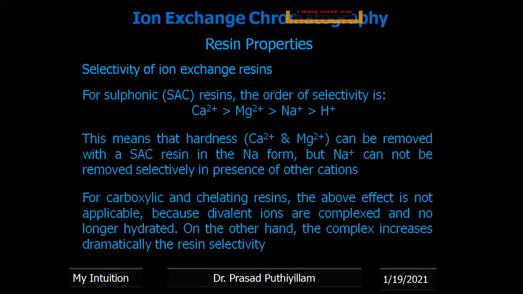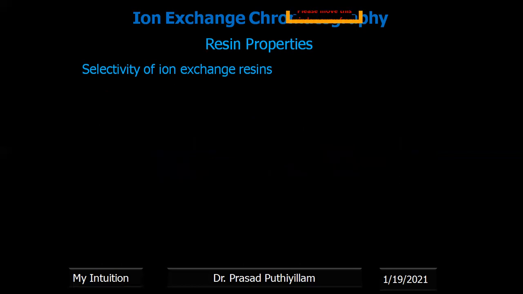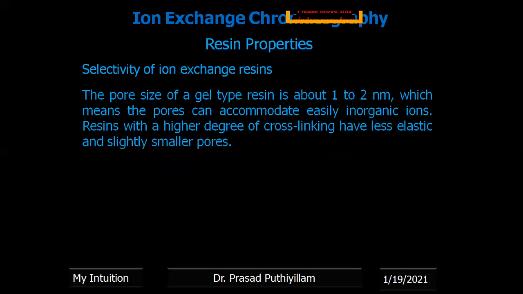For carboxylic resin as well as chelating resin, this effect is not applicable, because the divalent ions can form complexes with the chelating resins or even with the carboxylate ions. On the other hand, the complex increases dramatically the resin selectivity. The pore size of a gel type resin is about 1 to 2 nanometers, which means that the pores can easily accommodate inorganic ions. Resins with a higher degree of cross-linking have less elasticity and slightly smaller pores.